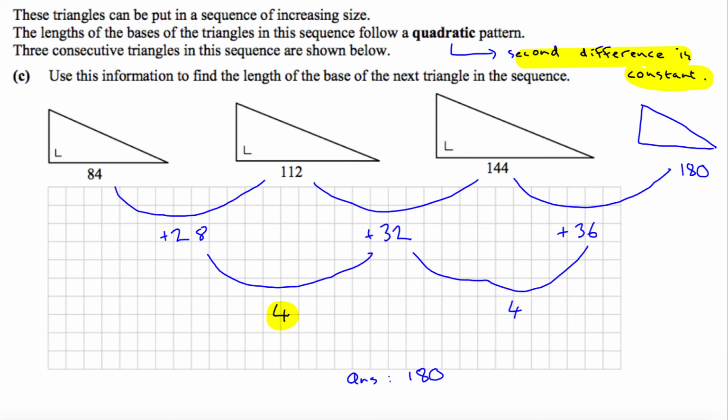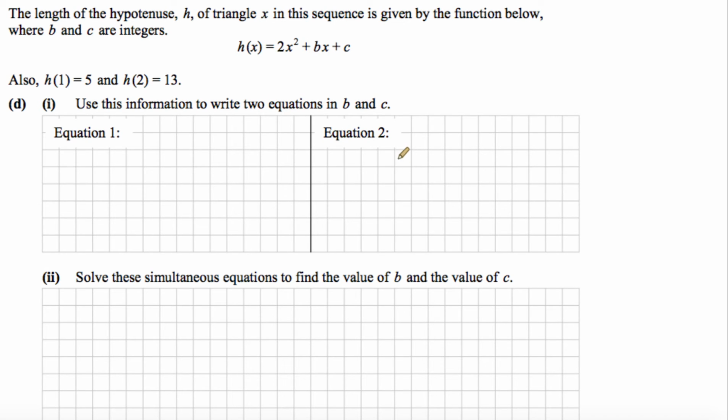Okay. Finally, part D says the length of the hypotenuse h of triangle x in this sequence is given by the function below, where b and c are integers. So here's the function h of x is equal to 2x squared plus bx plus c. Also, they tell us that h of 1 is 5 and h of 2 is 13. Use this information to write two equations in b and c.